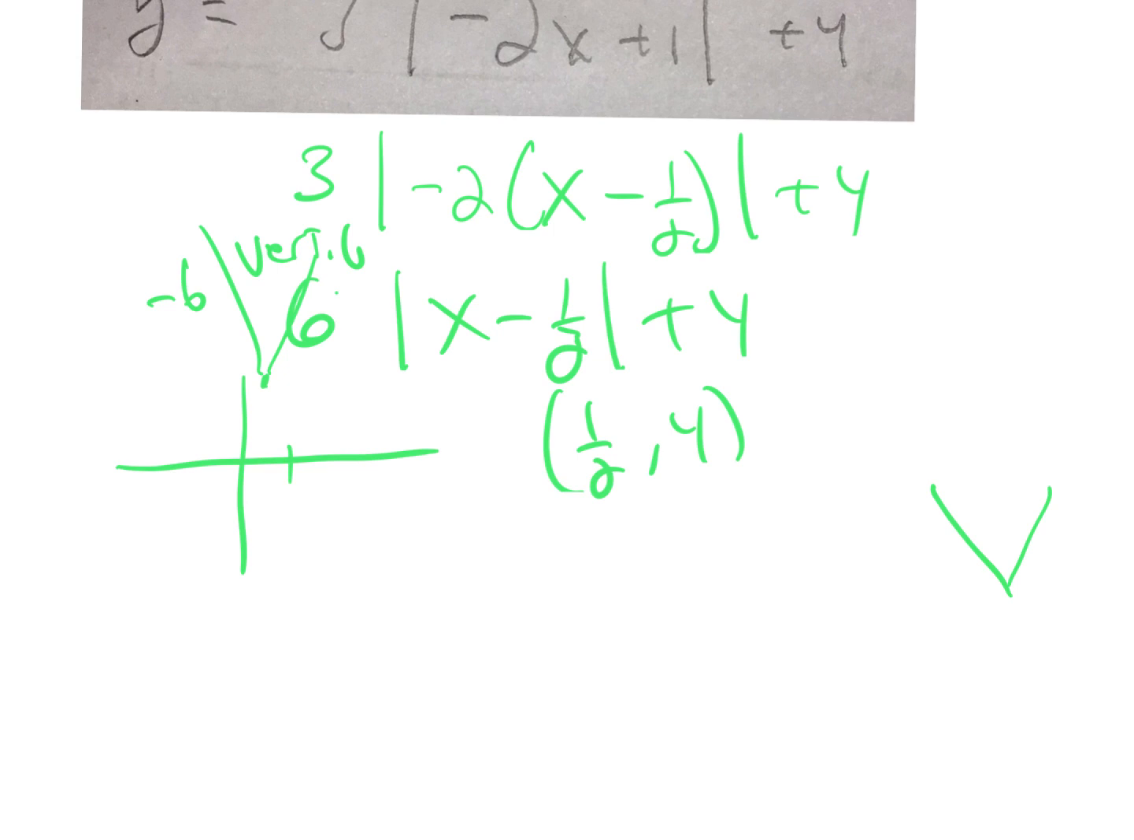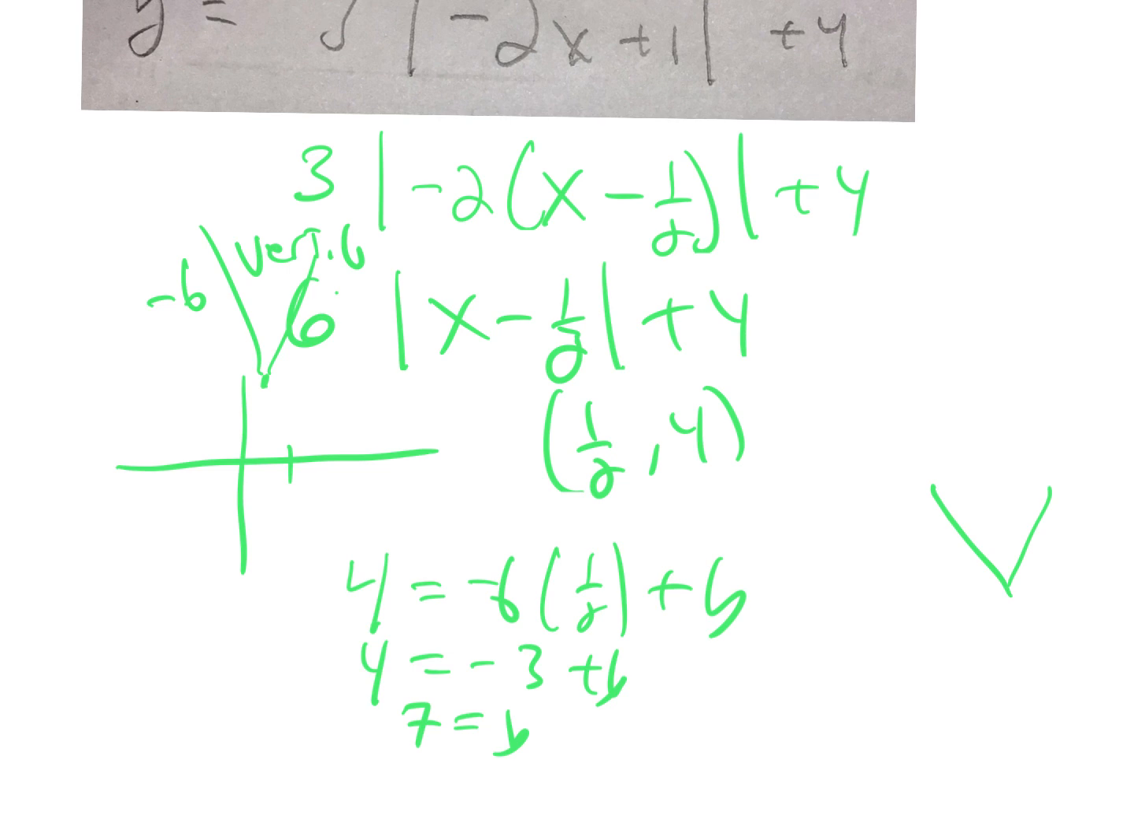I know that the vertex is right there, (1/2, 4). So y is 4. I'm just going to do that mx plus b thing again. So 4 is y. The slope is -6 on the left of that, times 1/2, plus b. Well, that's going to be 4 equals -3 plus b, so b equals 7. So that's y equals -6x plus 7. See, on graph paper, that might have been pretty easy to do.